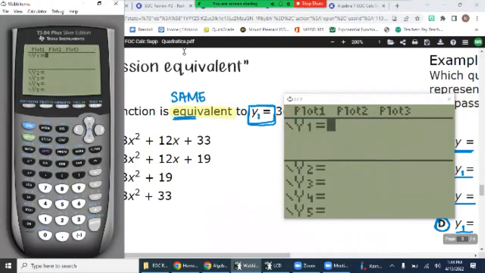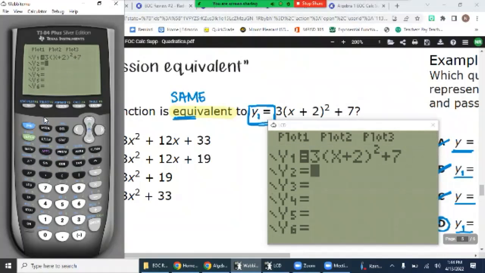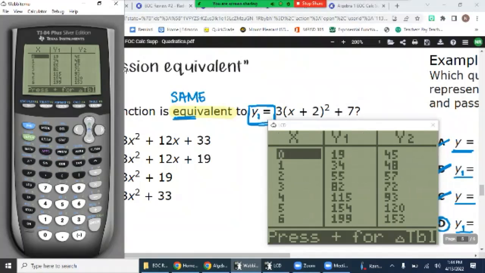So let me get that typed in myself. I'm over here, big talk. Hold up, 3 parentheses, x plus 2. You do not have to do any solving. You don't have to multiply that 2. You don't have to do anything. Just type the equation in. The answer choice is 3x squared plus 12x plus 33. And then press second graph. Go to the table, press second graph. That is step 3 in your notes.